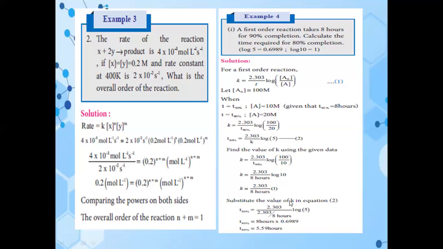So substitute the value of k in equation 2. This value we are going to substitute in equation 2. So t 80% equals 2.303 divided by 2.303 divided by 8. This 2.303 and this 2.303 cancel each other, so 8 goes to the top. So 8 hours into log 5 value 0.6989. Next we need to multiply 8 into 0.6989, so we are getting 5.59 hours, hours is the unit.